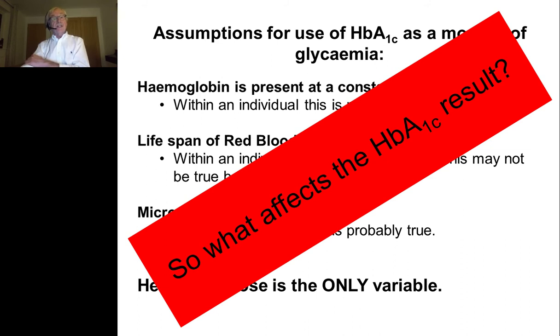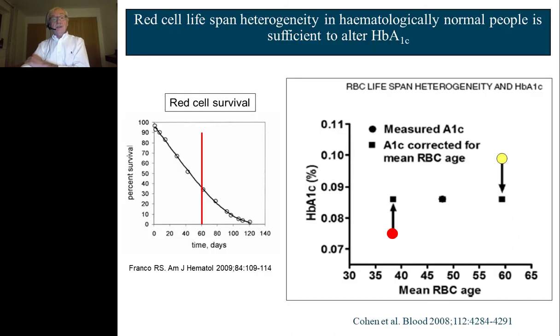So what affects the hemoglobin A1c result? The lifespan of the red cell has an effect on hemoglobin A1c result. And Bob Cohen, looking at red cell lifespans, corrected values and could show that if you normalized the red cell to 120 days, you could normalize the hemoglobin A1c, showing very clearly that the lifespan of the red cell had a direct effect on hemoglobin A1c.